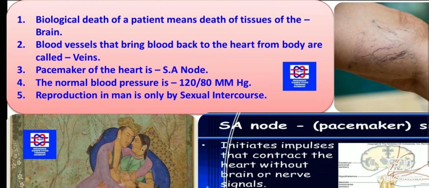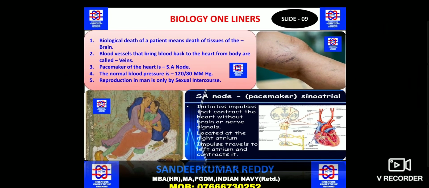Reproduction in man is only by sexual intercourse. As we are aware, reproduction in humans happens by sexual intercourse only.